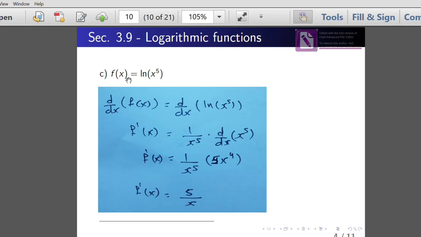Then we have f of x equals ln of x to the power 5. So we add d over dx for both sides. We have df of x over dx equal to the derivative of ln x to the power 5 over dx. The derivative of f of x will be f prime x. For the derivative of ln of x to the power 5, what is inside the ln is x to the power 5, so it will be 1 over x to the power 5 multiplied by the derivative of the bracket, the derivative of x to the power 5, which is 5x to the power 4. So f prime will be 5x to the power 4 over x to the power 5, which is 5 over x.